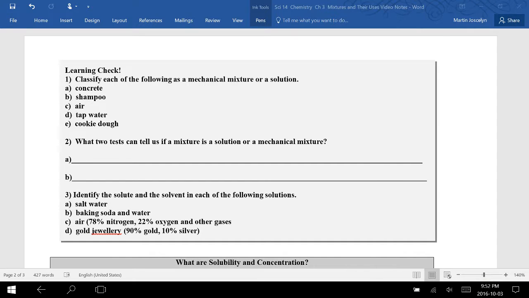C, air. Mechanical mixture or a solution? D, tap water. Mechanical mixture or a solution? E, cookie dough. Mechanical mixture or a solution? Number 2, what 2 tests can tell us if a mixture is a solution or a mechanical mixture?